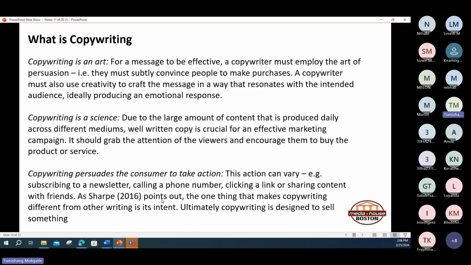We spoke about how important it is as a copywriter to be able to use words to persuade customers to take action. And I said the action is to go buy, right? So please don't forget that.